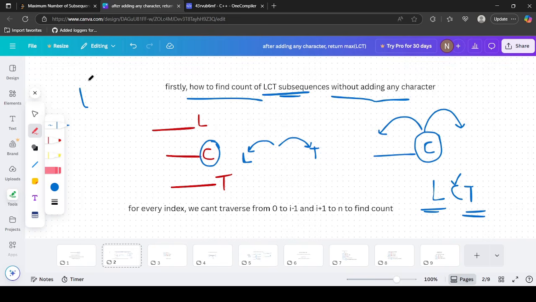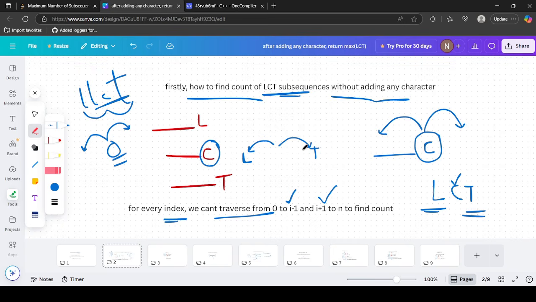For example, we have LLCT. Then what will be the count? It will be simply 2, because we have this one LCT and this also LCT. So at every C we can get the count of L before times the count of T after, and those are the number of subsequences with that C. In that way we can traverse the whole string and find the answer. But for every index we cannot traverse from 0 to i minus 1 or i plus 1 to n to get the counts, because at index i, if there is a C, we would have to traverse from 0 to i minus 1 to get the count of L and i plus 1 to n to get the count of T. We cannot do that always.